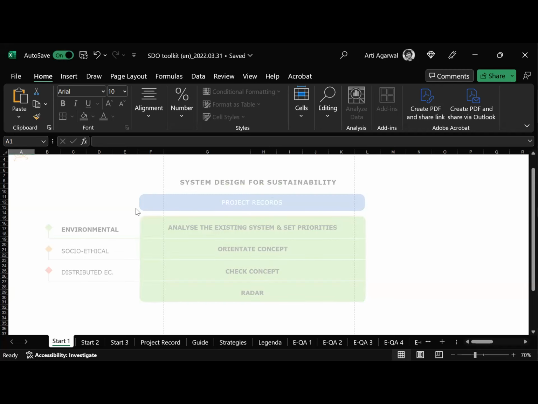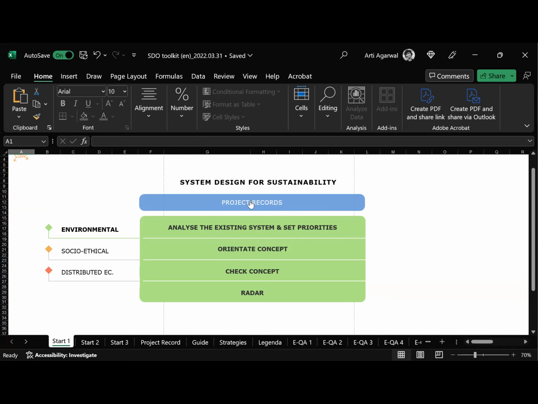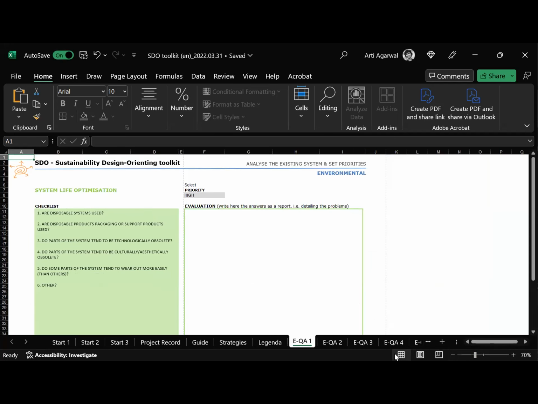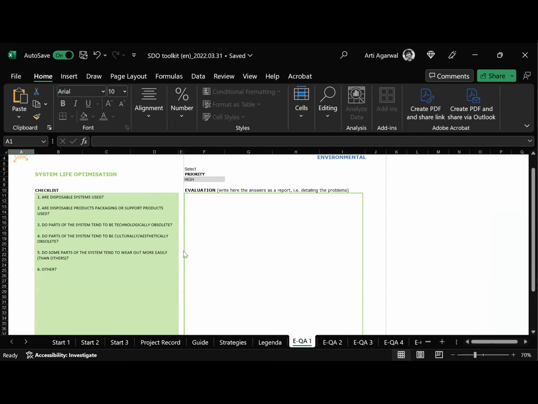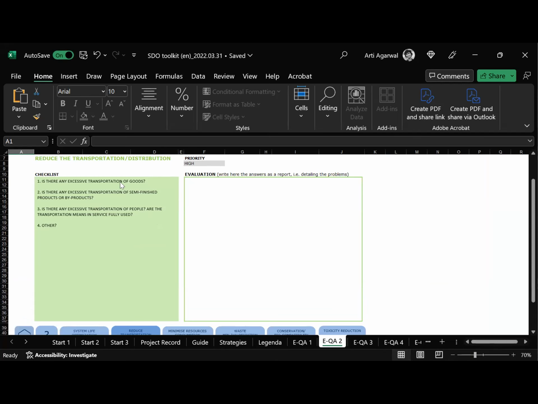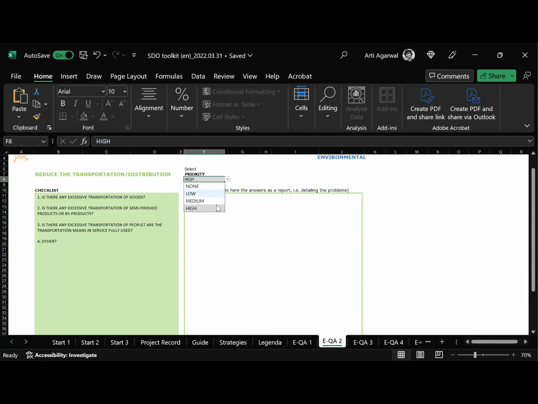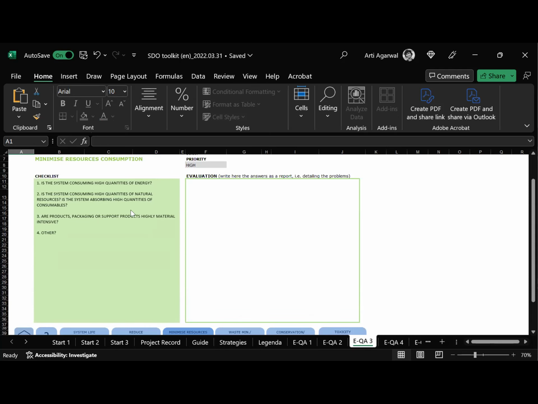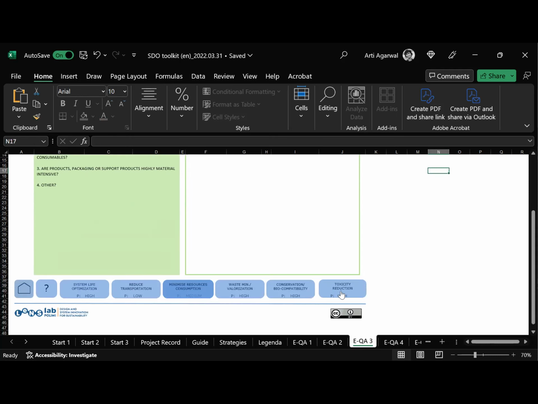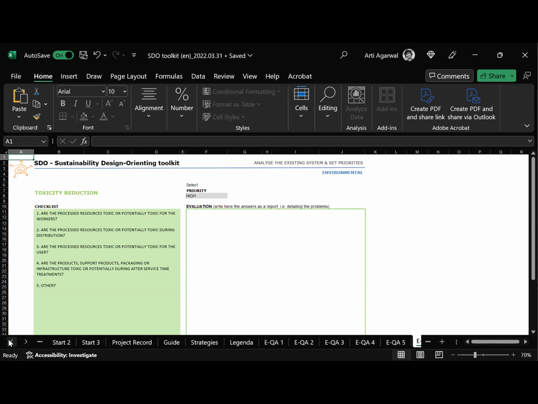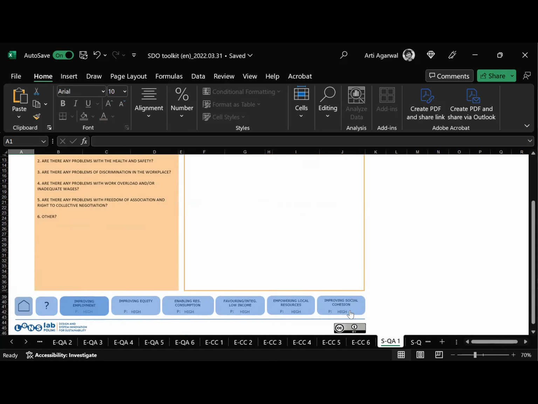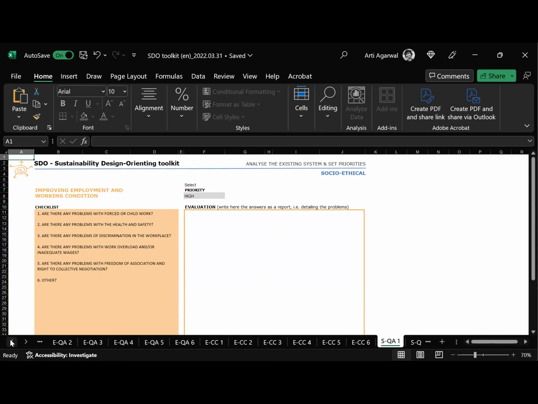You open the sheet, you go to project records, you enter all the information, go to start one, analyze the existing system. This is going to open. You can zoom out a bit, zoom in, whatever you want. You click one like this, and you see this checklist. You enter your evaluation, set your priority here, low, medium, high. Go to the next one, minimize resource consumption. You read this checklist and enter your evaluation. Again, you set your priority here, and so on. Then you can go back to start, go to socio-ethical, go to analyze system and set priorities, same thing. Across these 6 criteria, we enter the evaluation and we set a priority for each.